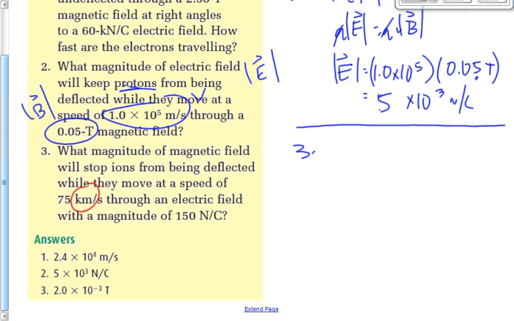And we're talking about ions. So again, technically not a cathode ray tube. It's a mass spectrometer probably. But same thing, right? Same thing except not electrons. We're going to say Fe equals Fm. We're going to say Q times E, electric force, equals QVB, magnetic force.